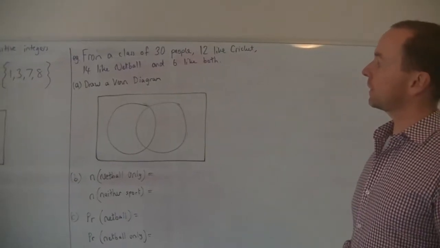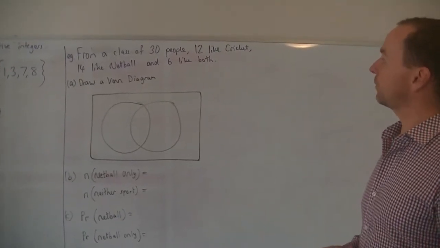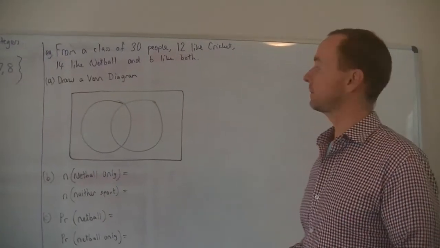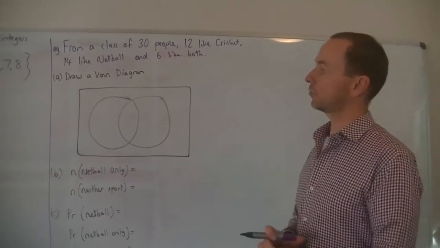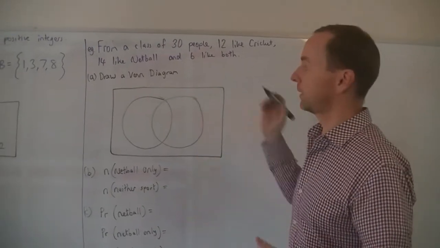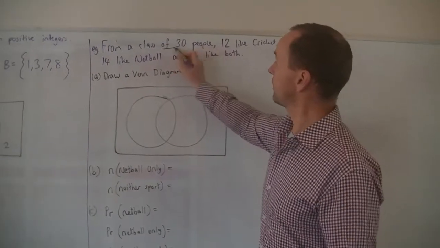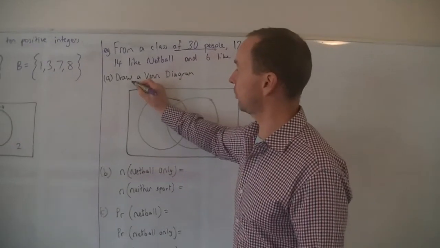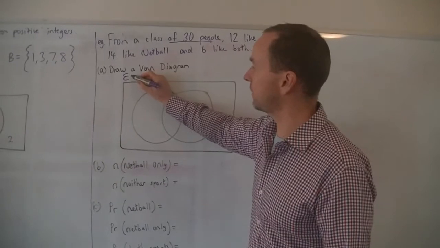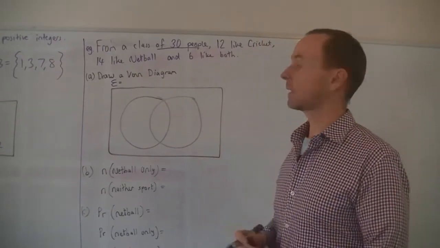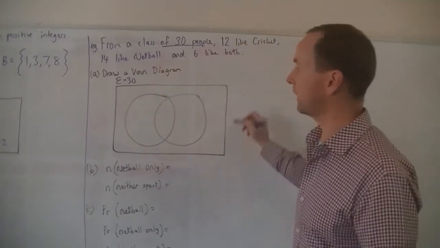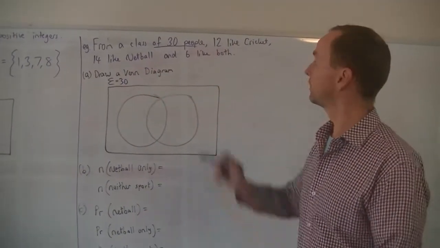Okay, so from a class of 30 people, 12 like cricket, 14 like netball, and 6 people like both sports. Draw a Venn diagram of this situation. Alright, so I got a tiny little bit different to the textbook, but trust me, this is a good way. So from a class of 30 people, the first thing I do, the universal set. So it's a symbol that's that funny E shape. It's like the sample space. So there's 30 people. So I know in total, in my whole Venn diagram, there are 30 people.